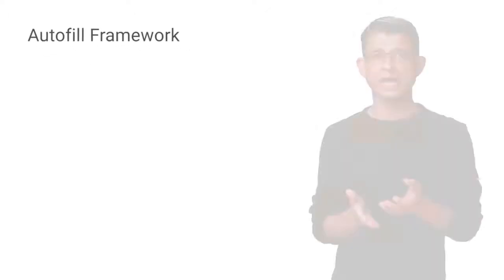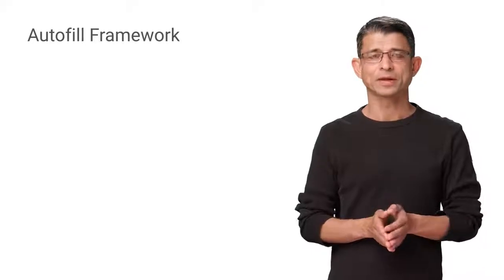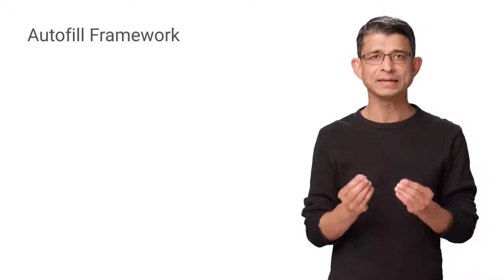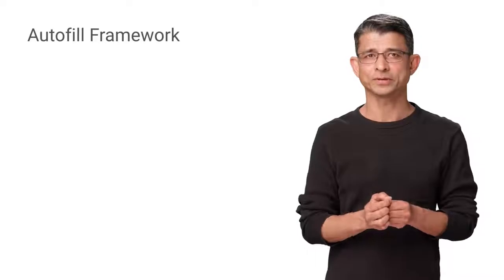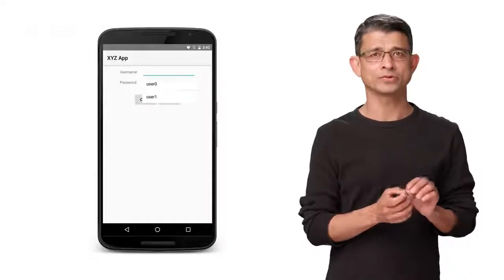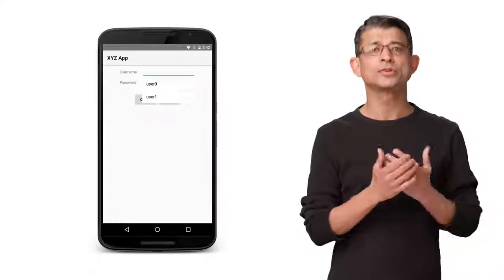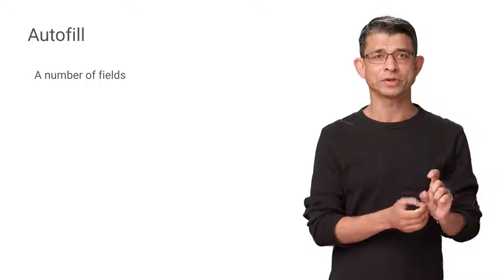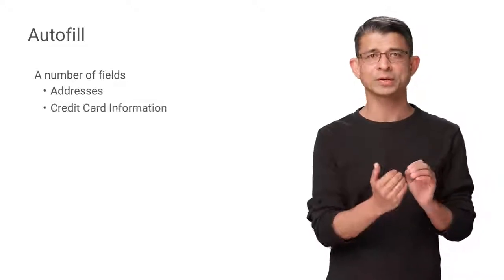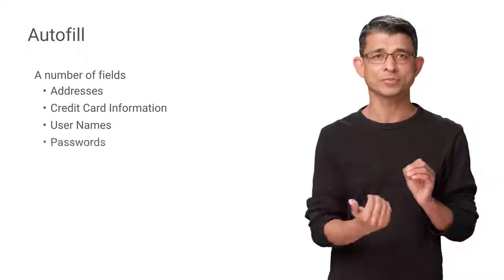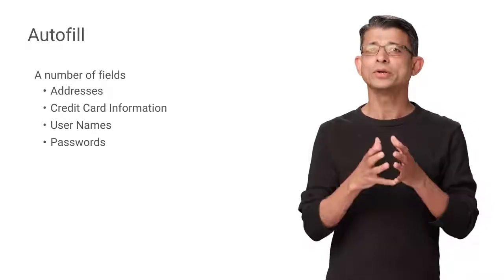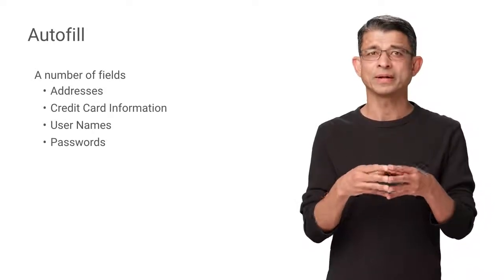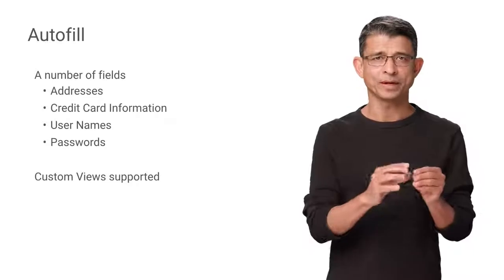Filling out forms is a time-consuming and error-prone task. The new autofill framework makes it easy for apps to help their users through this. Android O allows users to select an autofill app, similar to the way the keyboard app is selected. The autofill app is responsible for storing and securing user data, such as addresses, credit card information, usernames, and even passwords. There's also a new view API that you need to implement in custom views to ensure that metadata is exposed to the autofill framework.